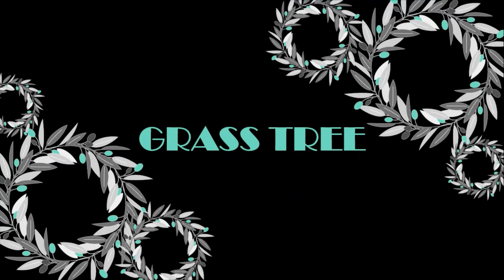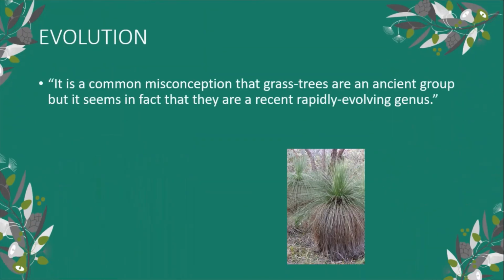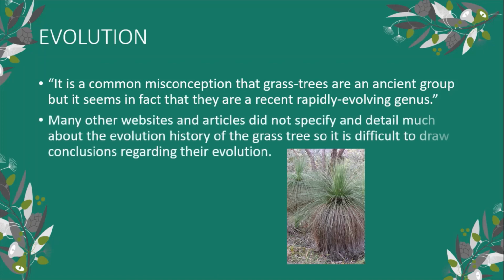Grass tree. It is a common misconception that grass trees are an ancient group, but it seems in fact that they are a recent, rapidly evolving genus. This information was found on a website in the style of a journal, and there was no evidence to support this, hence suggesting that this may not be an accurate and reliable source.